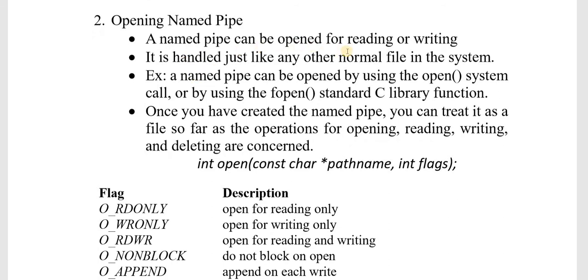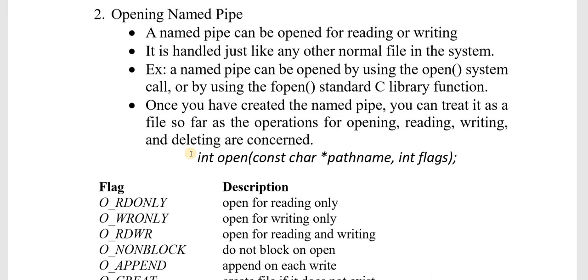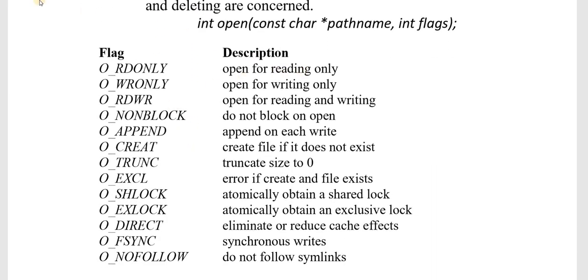A named pipe can be opened for reading or writing. It is handled just like any other normal file in the system. For example, a named pipe can be opened by using the open system call or by using the fopen standard C library function. Once you have created the named pipe, you can treat it as a file as far as the operations for opening, reading, writing and deleting are concerned. This is the syntax to open. It takes two arguments, one is the path name and another is a flag.